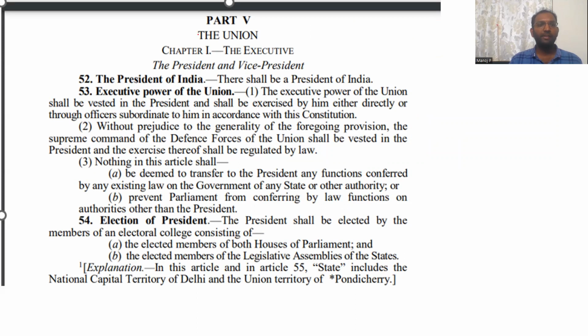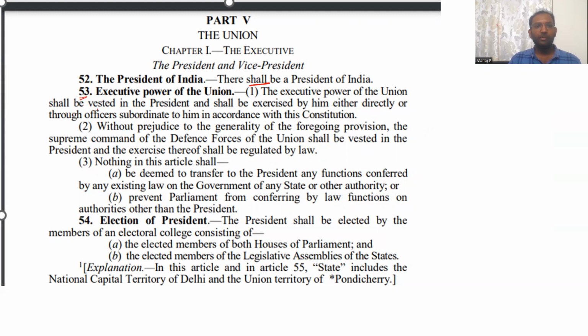Now Article 52 says that there shall be a President of India. It means that the post can never be vacant. There can't be an interregnum in the office of President of India. There always has to be some person whom we call the President of India. Next, Article 53, the executive power of the Union.